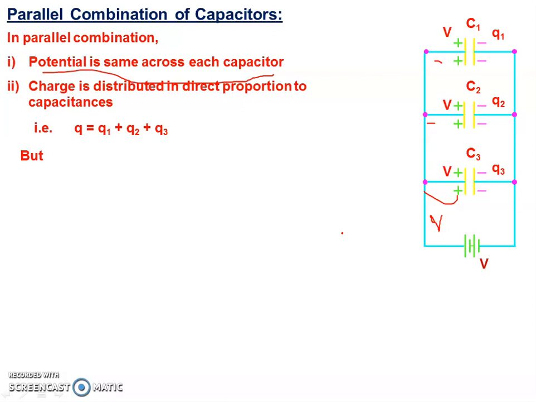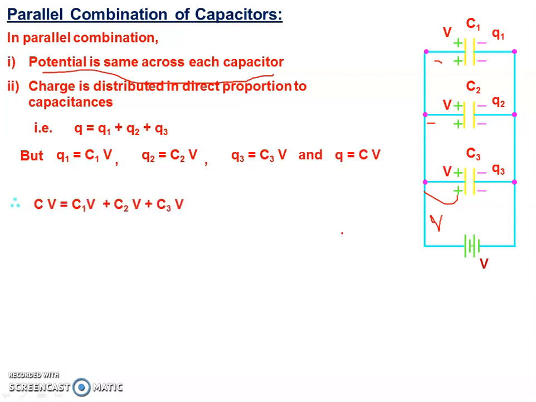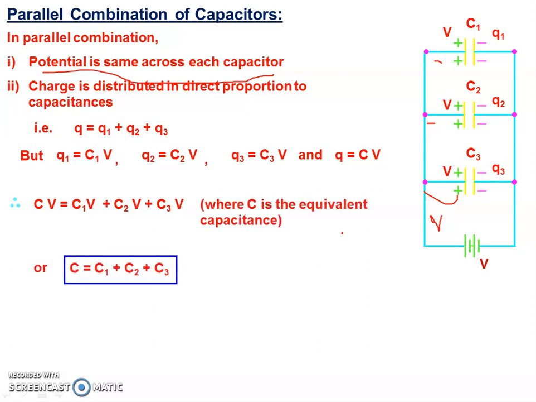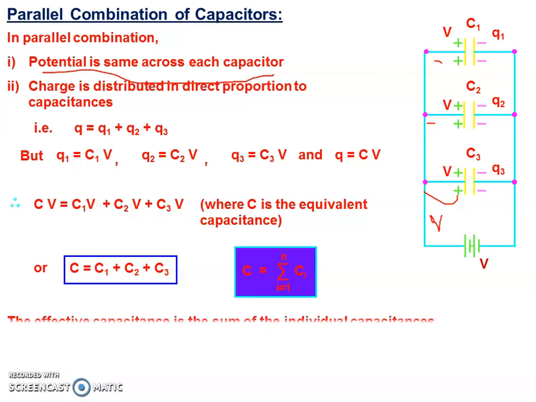Now substitute the value. Q equal to CV. It means Q1 equal to C1V, Q2 equal to C2V, Q3 equal to C3V. Now substitute the values, then we get this equation. Now cancel out V from the left hand side and right hand side. So we get the formula C equal to C1 plus C2 plus C3. It means if we require a larger capacitance, we should connect the capacitors in parallel combination, right. So this is the direct sum of capacitances, which is equal to the equivalent capacitance.